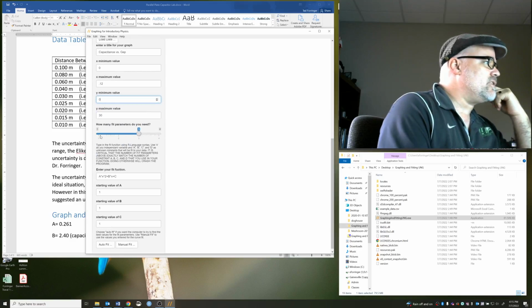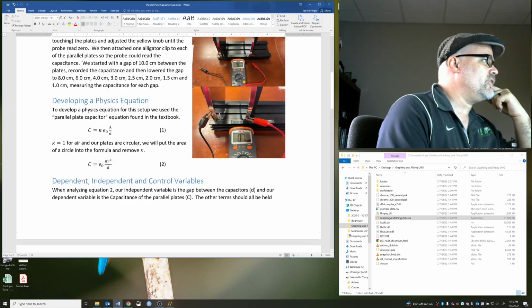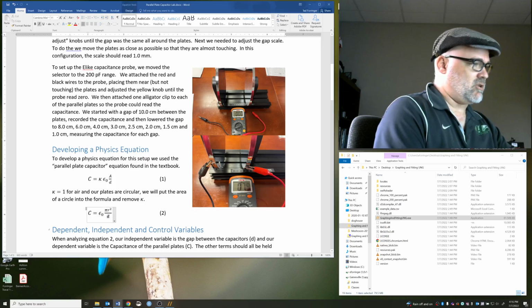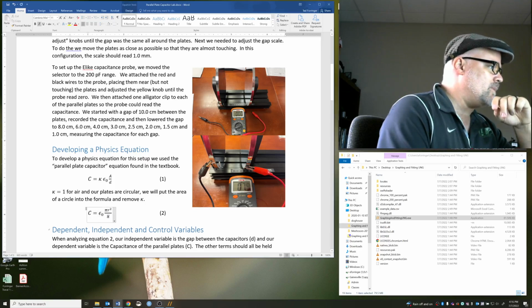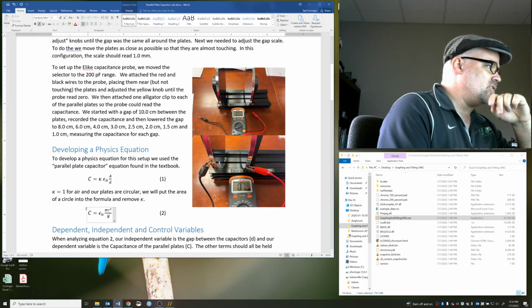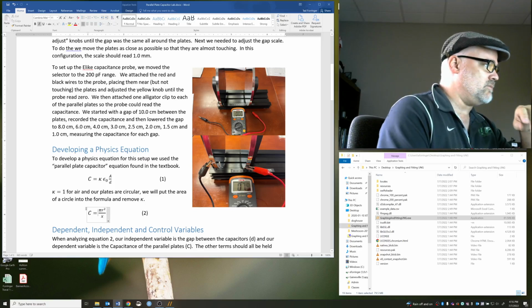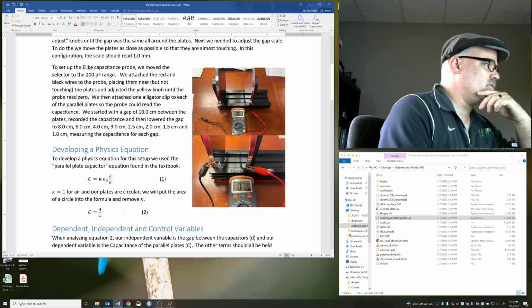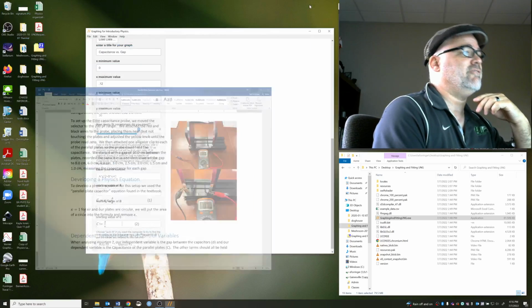Okay, and then we get into the fit parameters. Now, according to the theory that we have, the capacitance is supposed to be equal to epsilon 0 times pi r squared divided by the gap. And that gap, of course, is our X, right? So the epsilon 0 and pi and r are all constants. So this whole thing could be thought of as just some constant divided by X. So that's what I'm going to use for my fit.